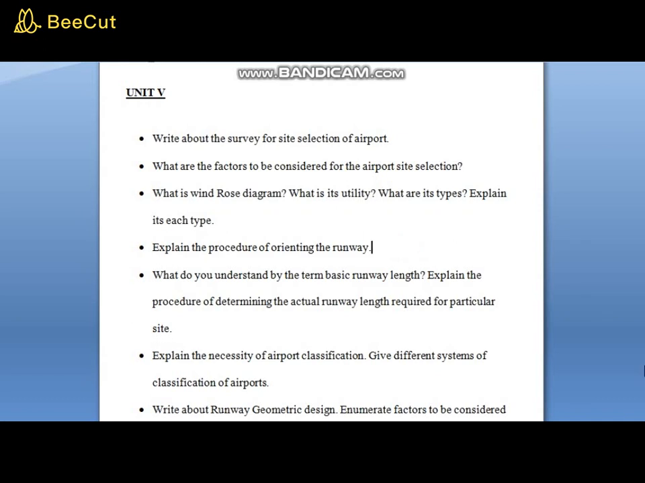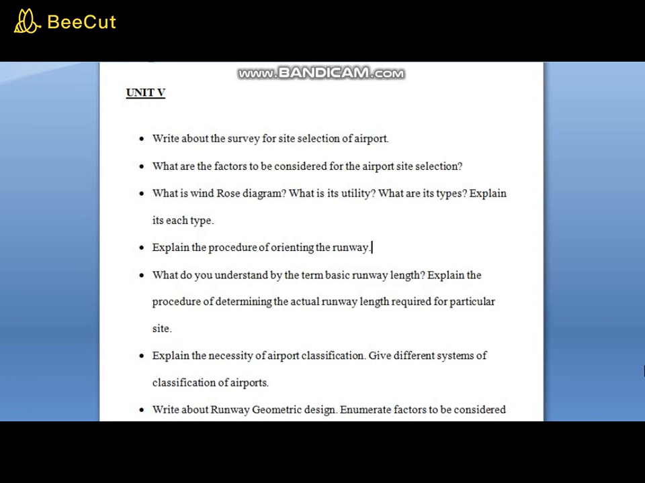Then next we have, explain the procedure of orienting the runway. This is also one more way of asking the question about Windrose diagram. The answer to the procedure of orientation of runway is nothing but the Windrose diagram. Next question we have, what do you understand by the term basic runway length? Explain the procedure of determining the actual runway length required for a particular site.